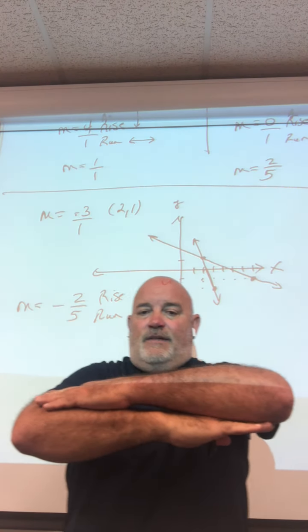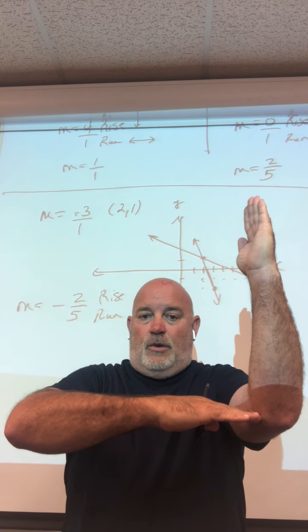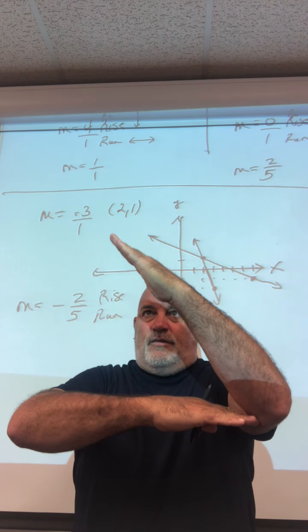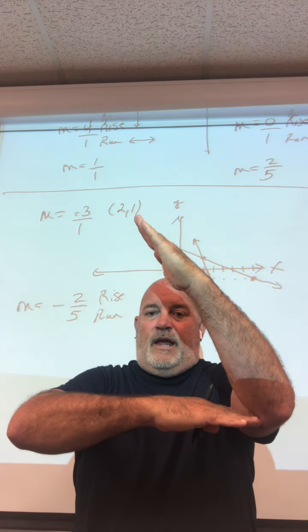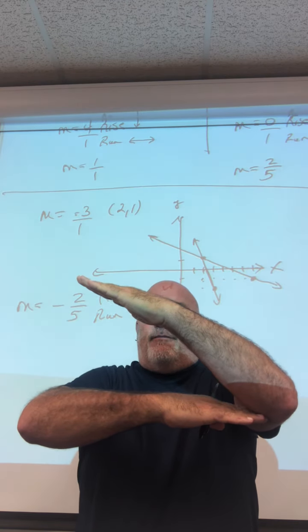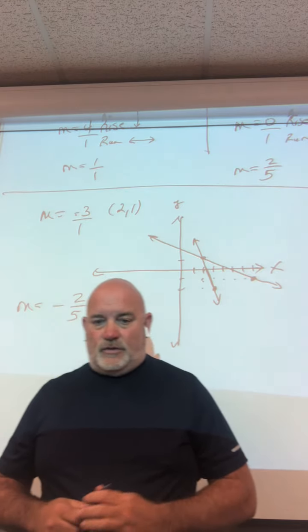Now let's talk about the negative side. Slope 0, undefined slope. This would be -1 slope. So -1, -2, -3, -4, -5. Anything below it is negative fractional slope. And that's the idea of how slope works.